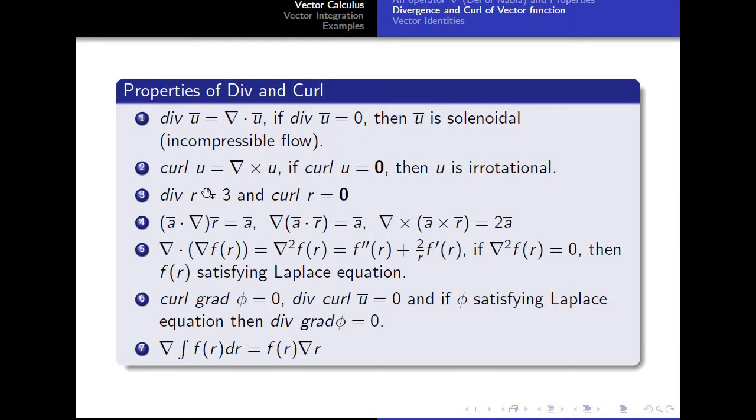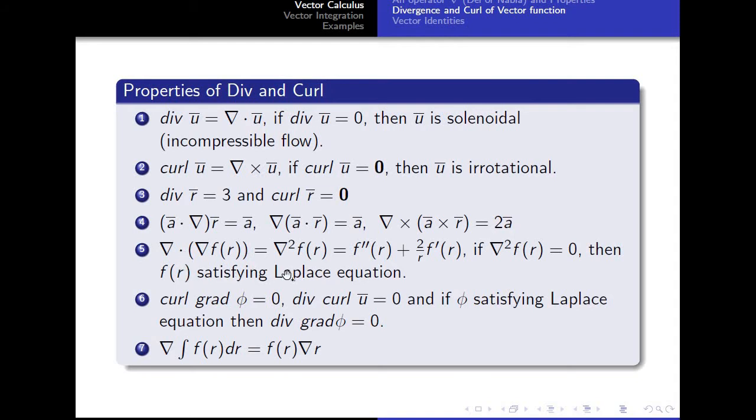Curl of u bar is the cross product between the operator del and u bar. If the curl is 0, which is a vector quantity because it is a cross product, then u bar is irrotational. Keep in mind, sometimes they ask whether the curl is 0 or the divergence is 0. These are simple identities: divergence of r bar is always 3 and curl of r bar is always 0.